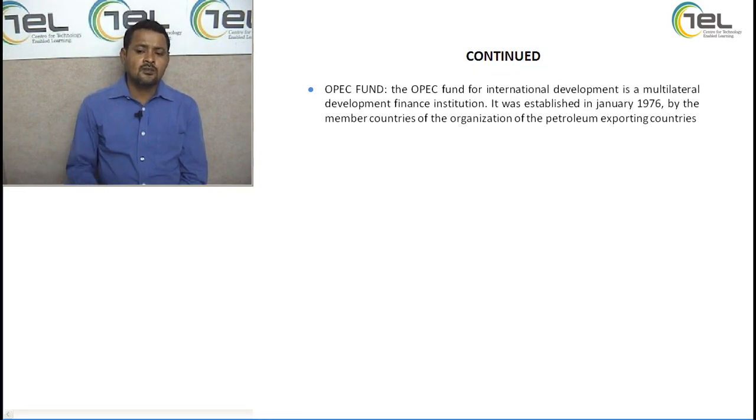The OPEC Fund for International Development is a multilateral development financial institution. It was established in 1976 by the member countries, and was basically established to give out loans to the member countries and non-members also, in case that is required for the development of various infrastructural institutions all over the place.